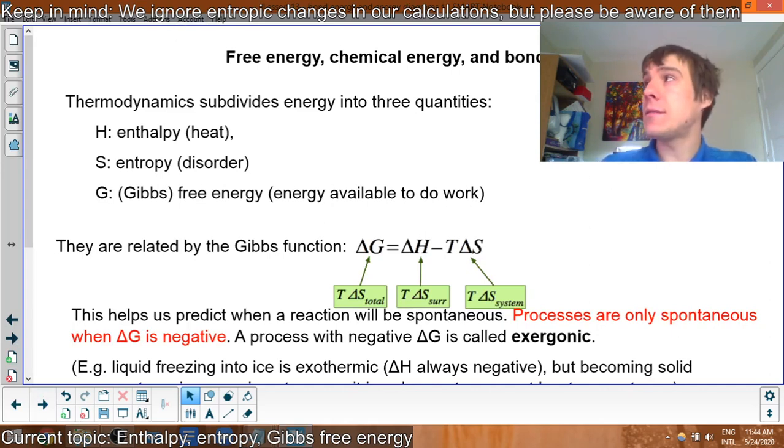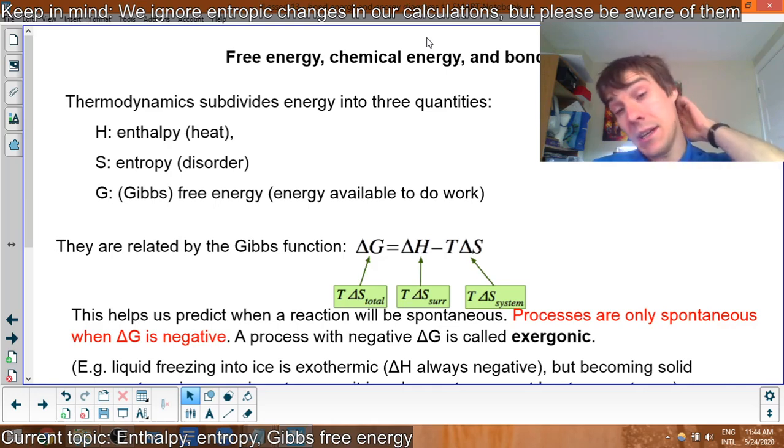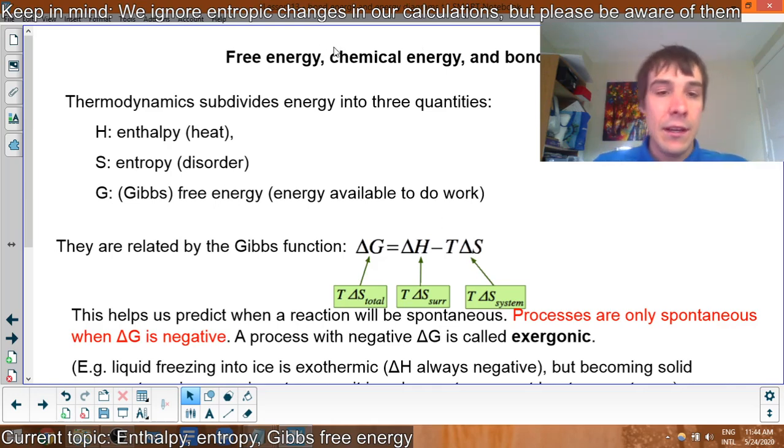One big thing, just keep it in mind up here: we're going to ignore entropy or entropic changes when we do problems, when we do calculations, but be aware that they exist just because some of you might end up in an analytical chemistry class or a thermochemistry class at some point. And that does become very important because there are certain reactions that look like they should occur, but they won't because of entropic effects and various other interesting things like that.